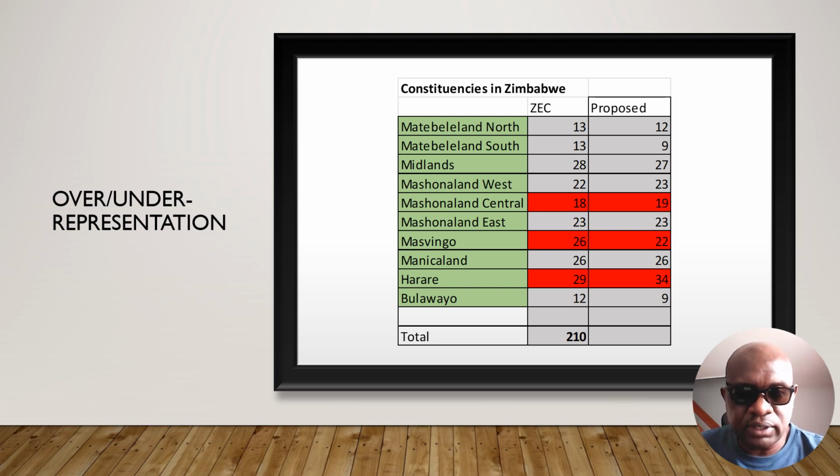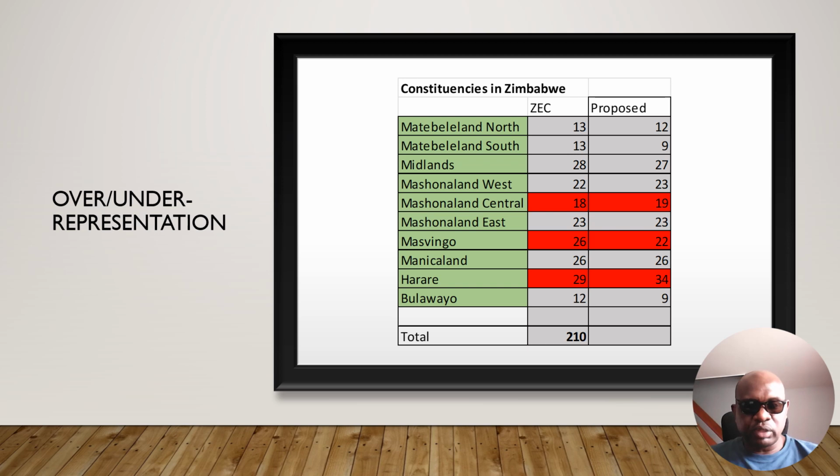The difference here is 1, and the difference here, you can see there's a little bit larger difference, and here there's also a difference of 1. We have a difference here of 1 as well. Then we have a difference of 4 here. As you will see when I conclude, these differences affect the members of parliament, whether it's underrepresented or overrepresented.